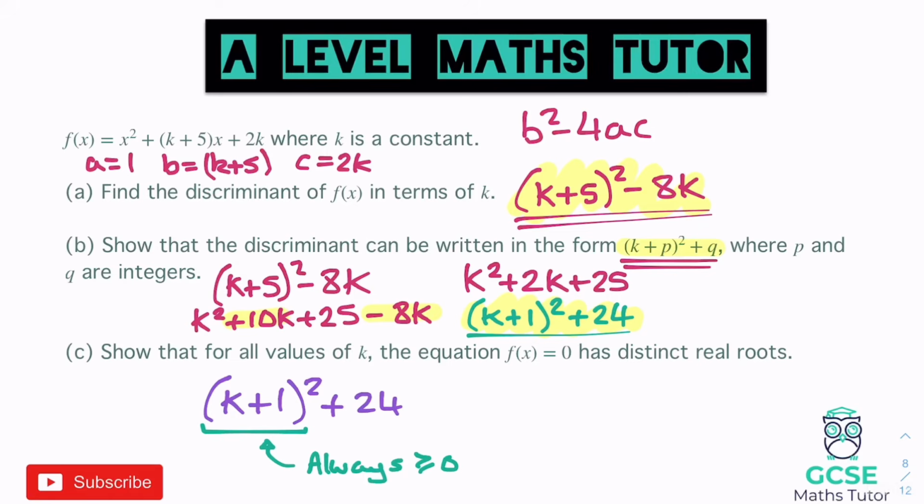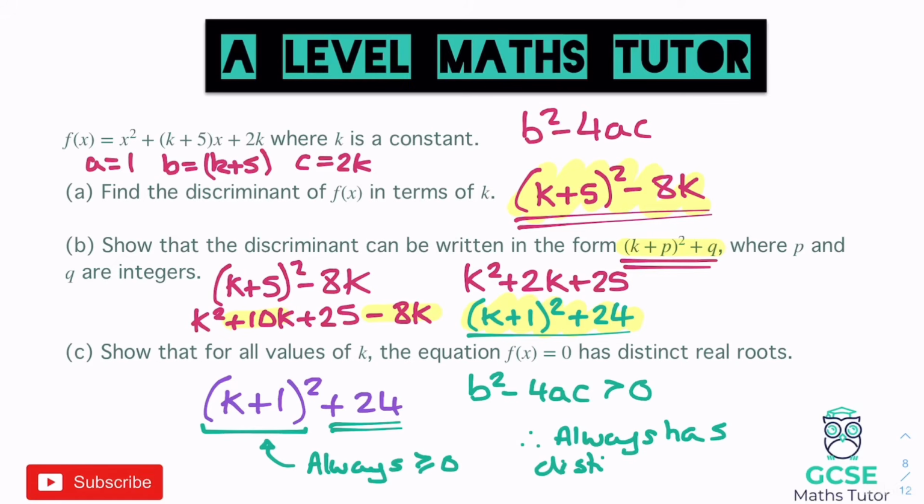So even if it was -1 in there, we would then add the 24, and that would make that number positive. Because this is always going to be positive, always bigger than 0 because of that plus 24 there, we can make the statement that b squared minus 4ac, the discriminant, is always going to be greater than 0, and therefore, using our little therefore symbol, it always has distinct real roots. Always has distinct real roots. There we go, and we can just write that out.